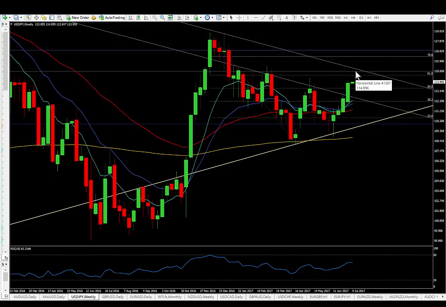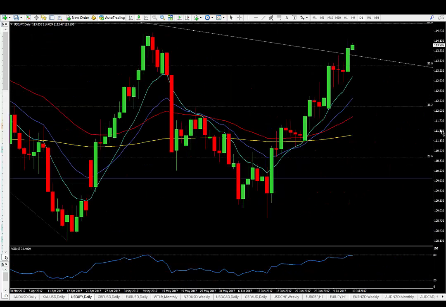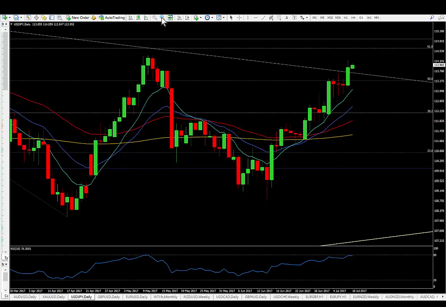So taking a look at the daily, I'm just umming and ahhing as to whether I might be able to describe this on the weekly, but I think going to the daily might be a little bit easier. Let me just get back into the correct position and also make this a little bit smaller.